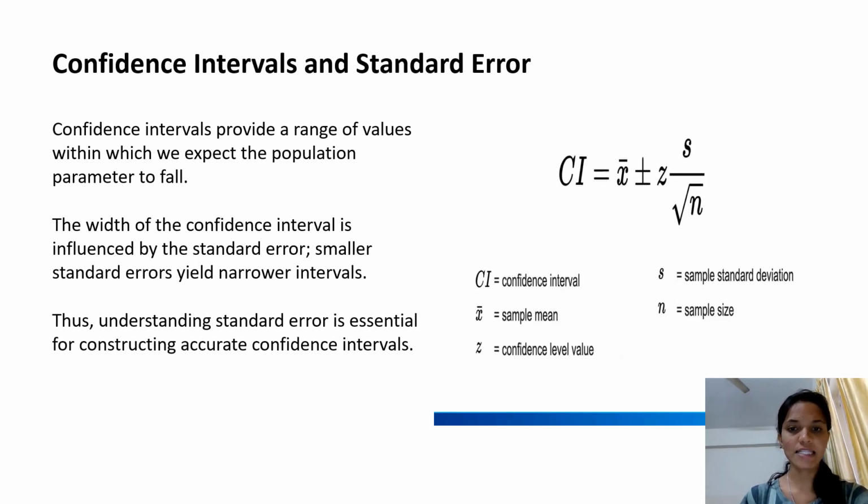Confidence interval and standard error. Confidence intervals provide a range of values within which we expect the population parameter to fall. The width of the confidence interval is influenced by the standard error. A smaller standard error yields narrower intervals. Thus, understanding standard error is essential for constructing accurate confidence intervals.